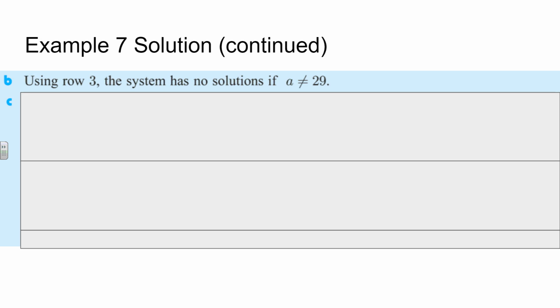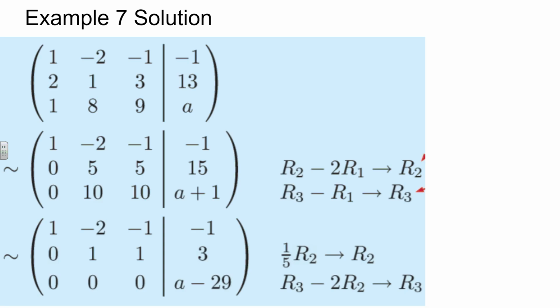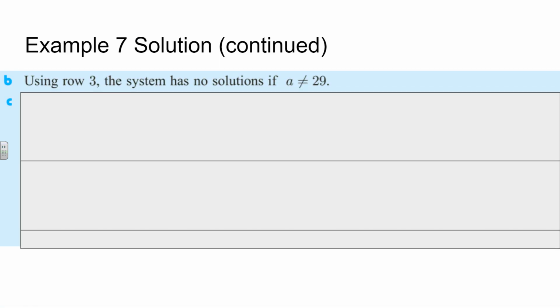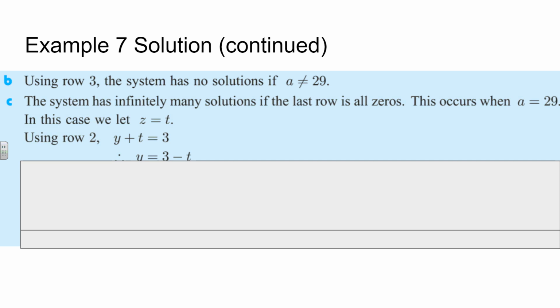Well, if a does not equal 29, then we have no solution. Why does that make sense? Because if a doesn't equal 29, then we're going to have 0 is equal to some number, and it can't be true. After that, if a equals 29, then we're going to have infinitely many solutions. So in that case, we're going to write out what those solutions are.